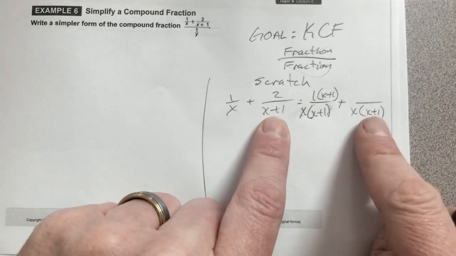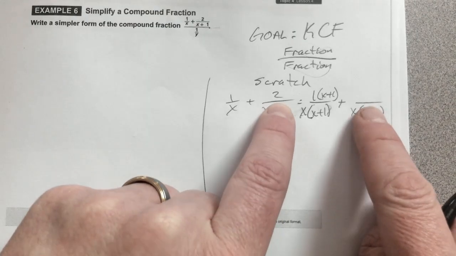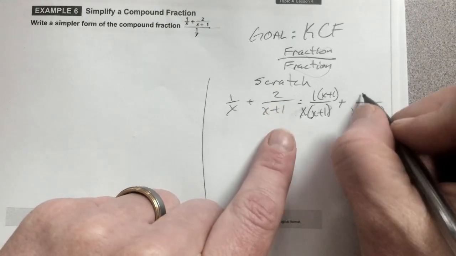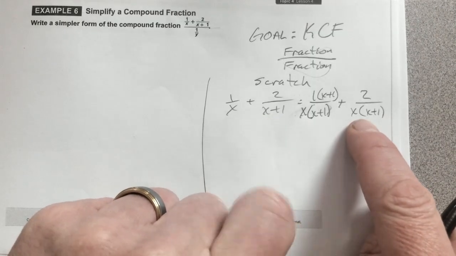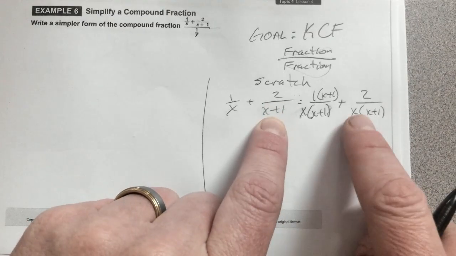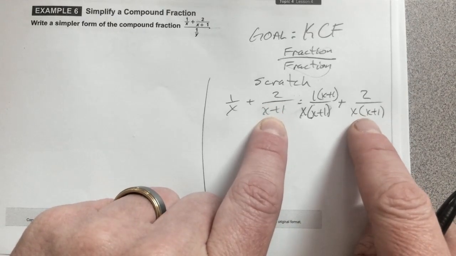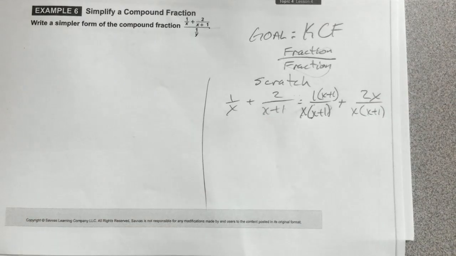All right, looking at the second fraction, what was the original numerator? Good. And what factor did we gain? x plus 1. Yeah, we already had an x plus 1, so it's just 3. What's the other factor? Just an x. Good. So it'd be 2x.